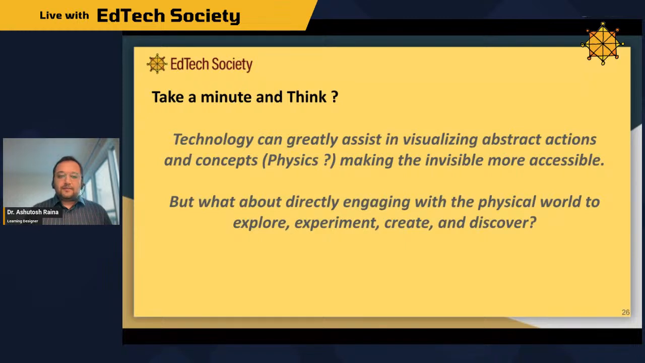Again, let's take a minute. So now we know that technology can greatly assist in visualizing abstract actions and concepts. Could you think of, say, learning physics with it, especially making things that are invisible more accessible to you? But what about directly engaging with the physical world to explore, experiment, create, and discover?